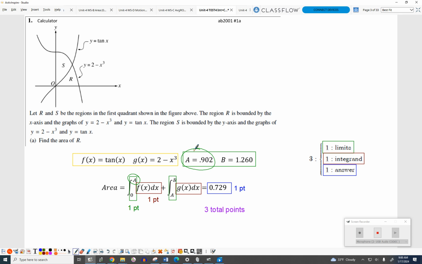Question. Wait, so if you put the number, you don't have to say. If you put the number, then you're okay. So what Kenshin is saying, 3 points for asking Kenshin, is this integral, if he had written instead of 0 to A, he wrote 0 to 0.902, that would definitely be fine.